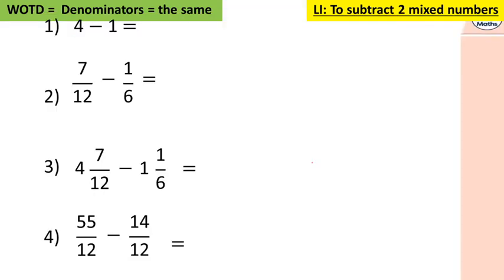Okay, we've got some warm-up questions here. 4 minus 1, and then we have those 3 other questions which are slightly different to each other. So we have integers, whole numbers, we have proper fractions, we have mixed numbers, and we have improper fractions. So pause the video and have a go at those.